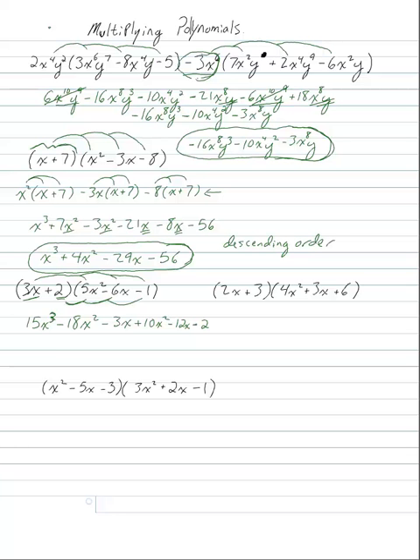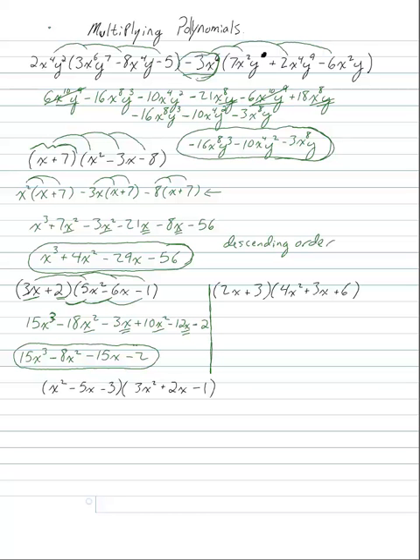Look for like terms. 15x cubed does not have one, so I'm just going to recopy it. Minus 18x squared has plus 10x squared. So minus 8x squared. And minus 3x has minus 12x. So minus 15x. My constant, my minus 2, is just still there. Try this again. I'll draw a little divider so it looks like different problems.